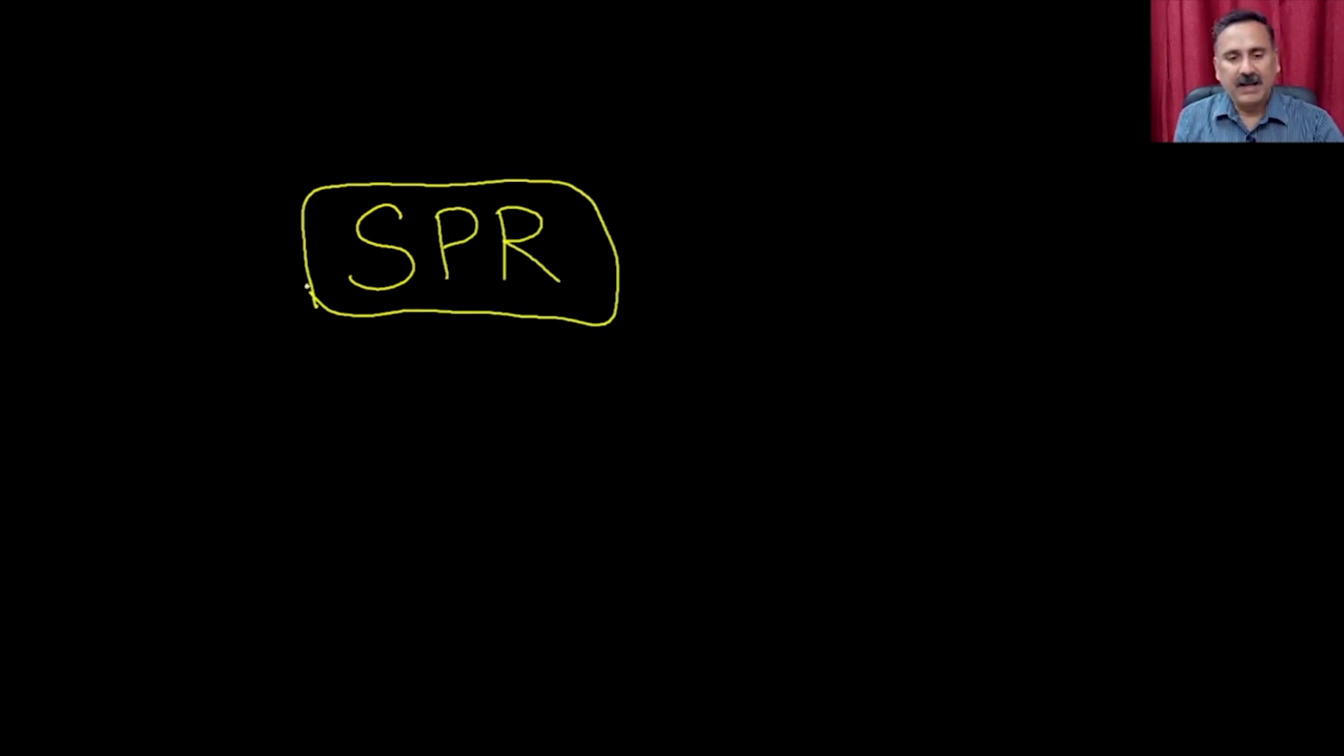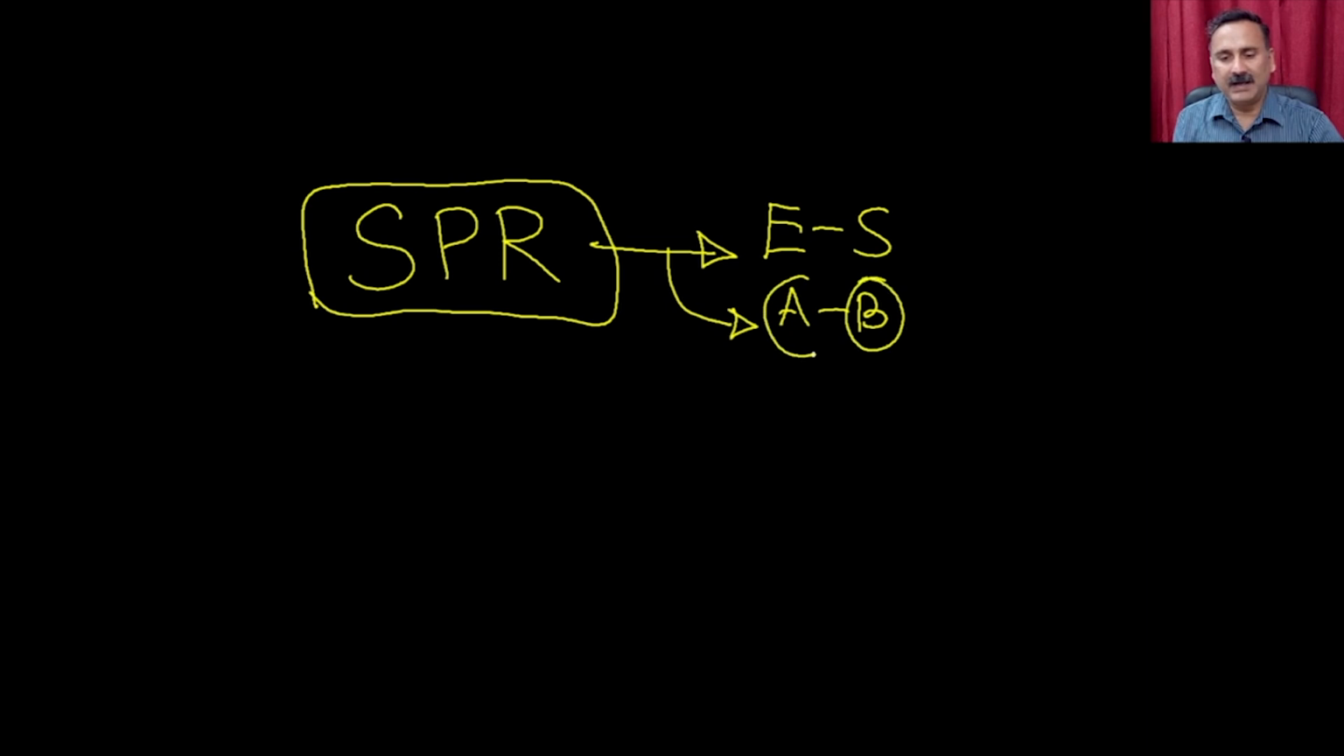But what we are going to discuss today is one technique which is called SPR, or the surface plasmon resonance. SPR is a very robust technique to measure the enzyme substrate interaction, or you can use it for any two molecules which you know are interacting with each other.